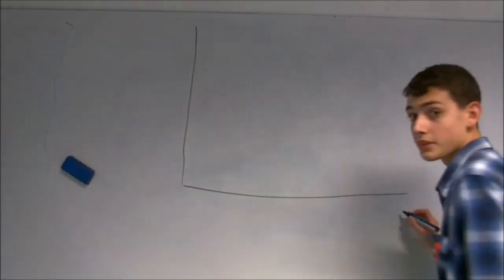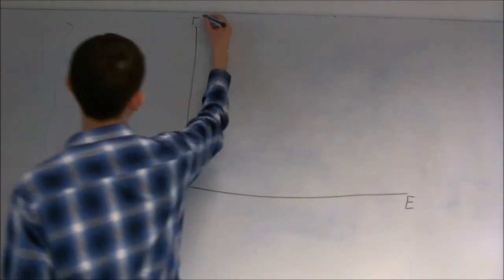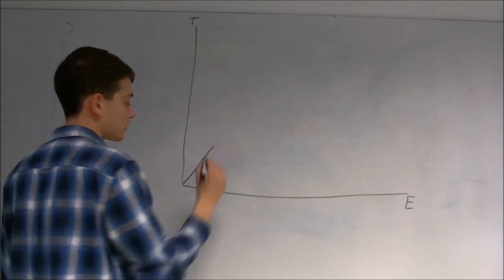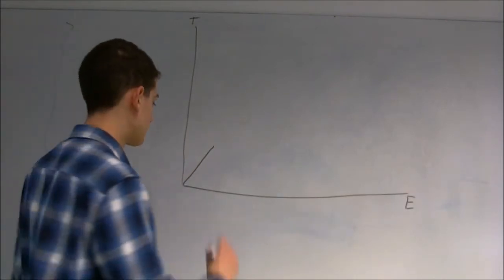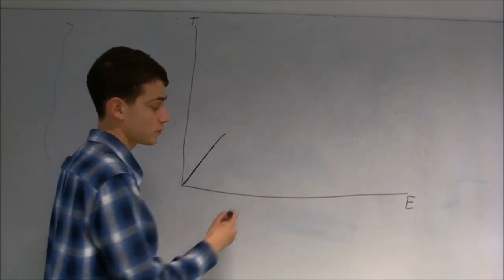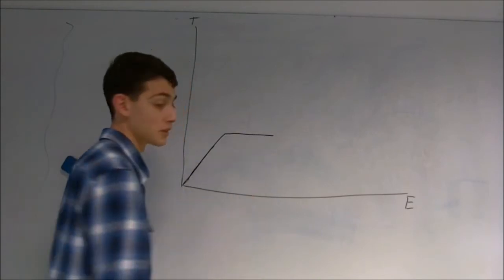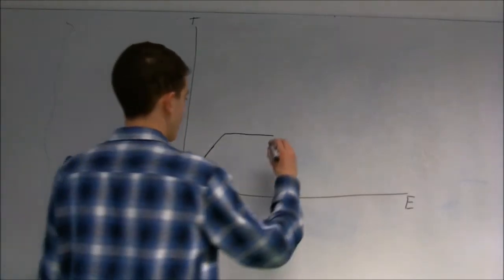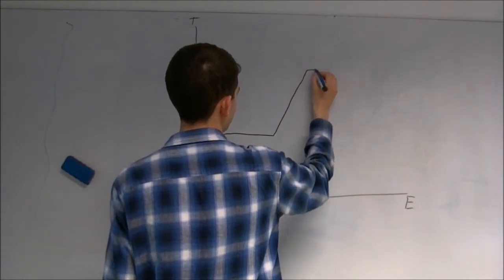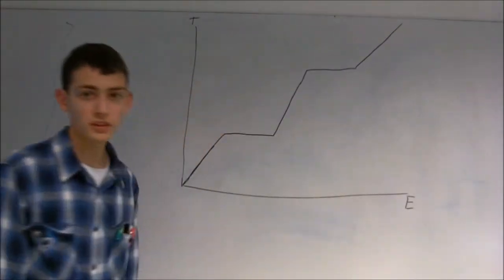So this is your energy. This is your temperature. So you're going to have some kind of gradient, and that gradient is going to be your, well, per unit mass. This gradient is going to be your specific heat capacity. But then you're going to reach this point, which is going to level off. And then it'll start moving again, and it might even have a different gradient this time. Then it's going to level off again. And then it's going to go again.